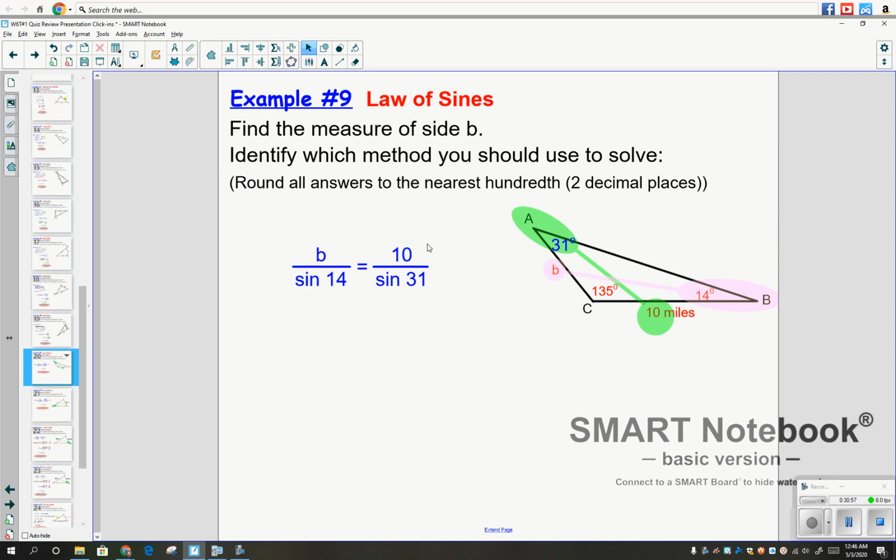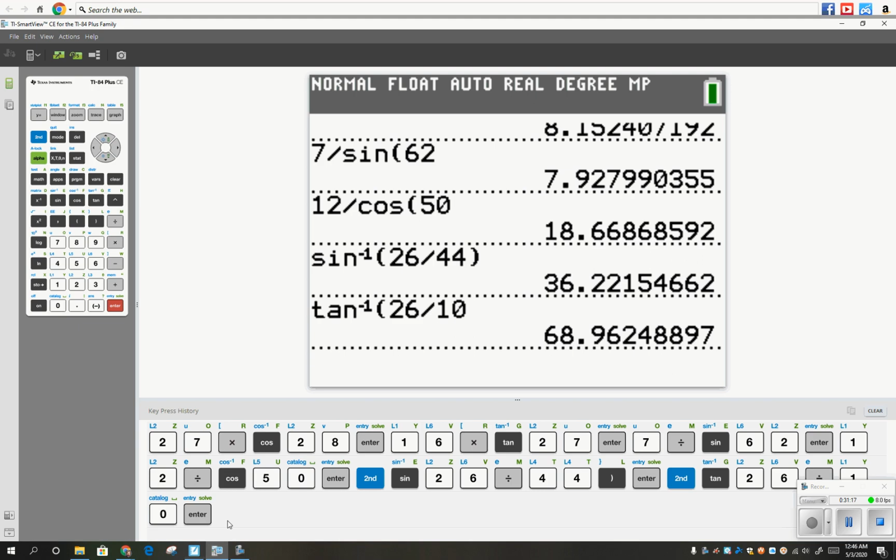How do I solve for B? I've got to get B by itself, so it's being divided by sine of 14. The opposite operation of that is to multiply both sides by sine of 14. They will cancel on the right. So B will equal 10 divided by sine of 31 times sine of 14.